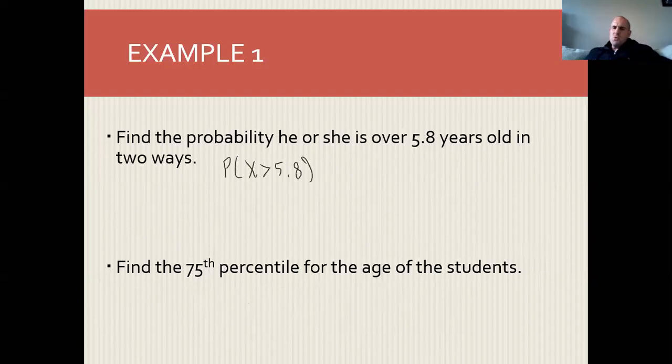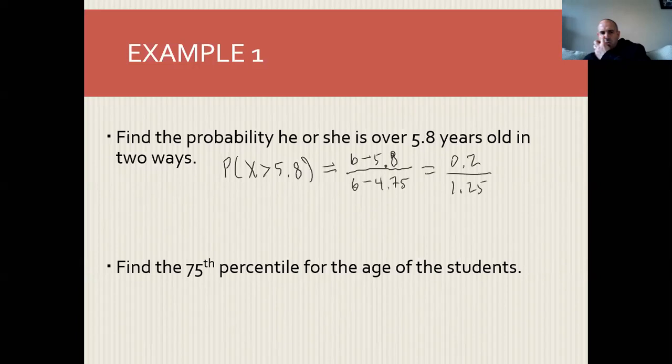Okay. Well, one way is to just kind of think about it. You could just say, well, all right, what is the width of age possibilities if I'm beyond 5.8? Well, wouldn't that just be 6 minus 5.8? So that's the width of the entire age possibilities over the width of the whole interval, which is 6 minus 4.75, or 1.25. So this would be 0.2 divided by 1.25. Okay, that'd be one way to do it.